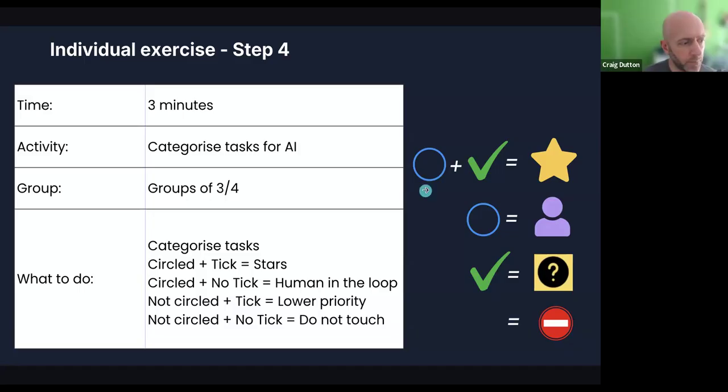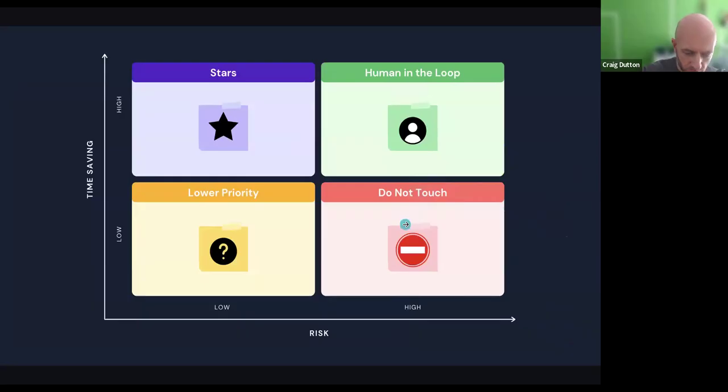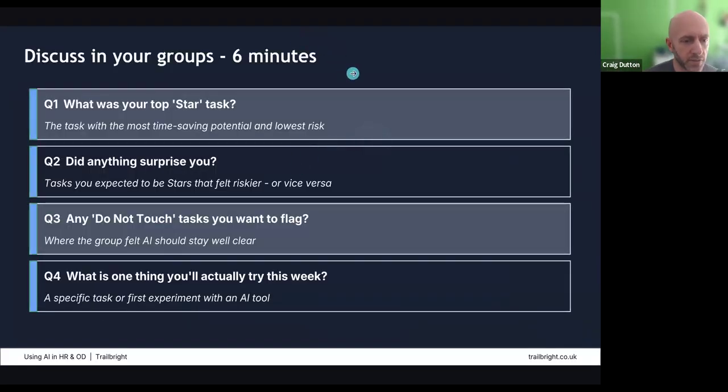Okay. So, as I said, we categorized our tasks. We should know now which ones should be in the stars area, which ones should be humans in the loop, which ones should be lower priority, and which ones we're not going to touch. So, in your groups for the next 6 minutes, I want you to think about what was your top star task. What's the task that you think has the most time-saving potential and lowest risk? That's probably your first candidate that you could put into AI.